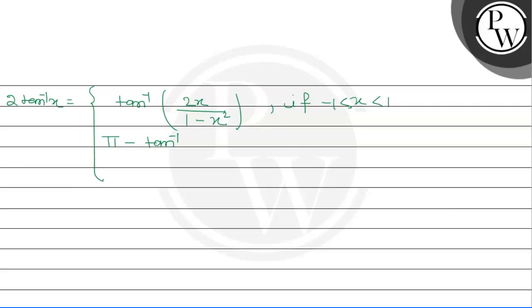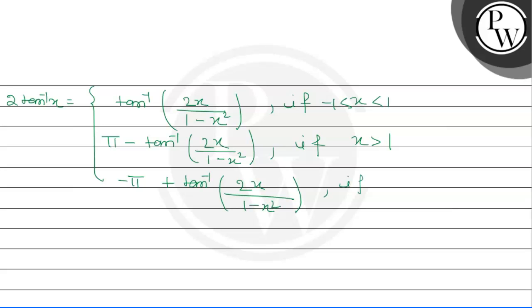One more formula I will use, that is 2 tan inverse x is equal to tan inverse 2x upon 1 minus x square if x is from minus 1 to 1, and next will be pi plus tan inverse 2x upon 1 minus x square if x is greater than 1, and the next will be minus pi plus tan inverse 2x upon 1 minus x square if x is less than minus 1. So these are again three conditions.